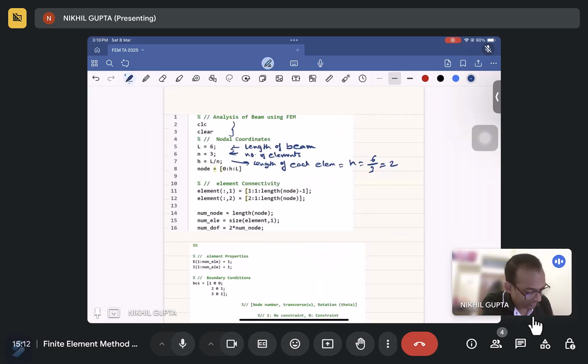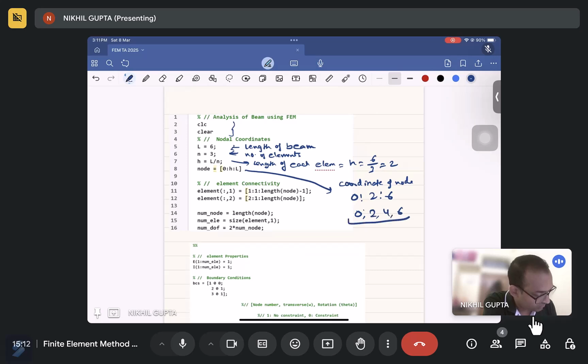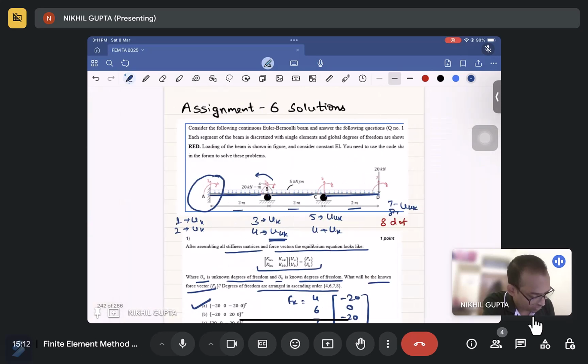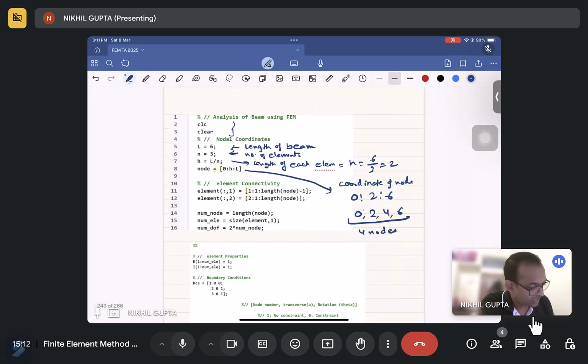Now we have to define the coordinate of the nodes. So what it has been done here, it will give you from 0 to 2 to 6. So it will give you 0, 2, 4, 6. You can see 4 nodes are there and each node coordinate is there. So first node coordinate is 0, 0, second is 2, 0, third is 4, 0, and this is 6, 0. So 0, 2, 4, 6, you got the coordinate of each of the nodes.